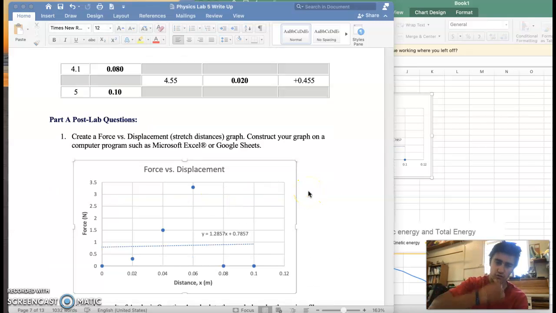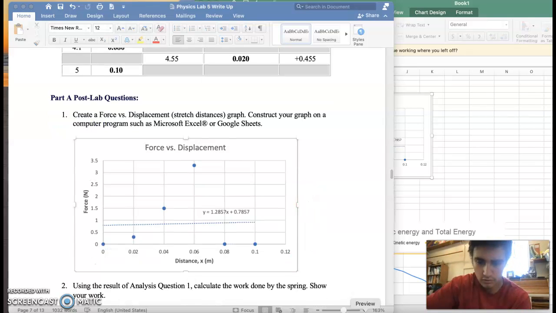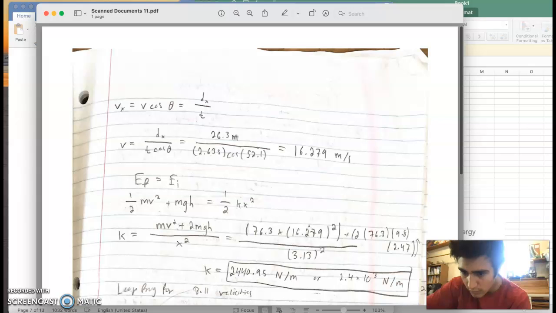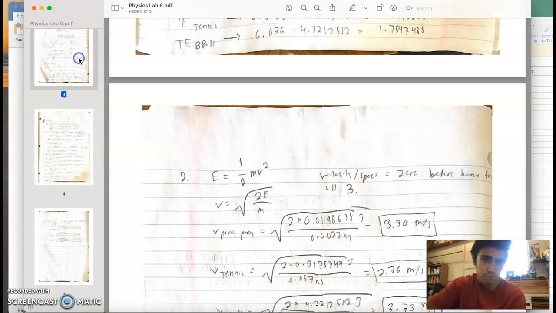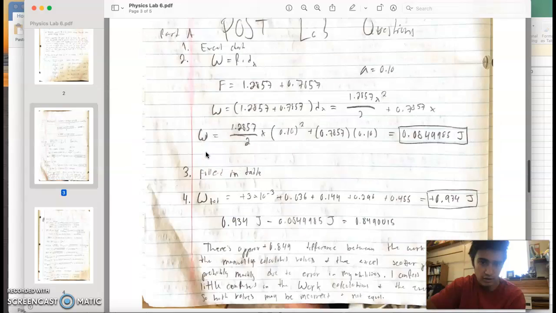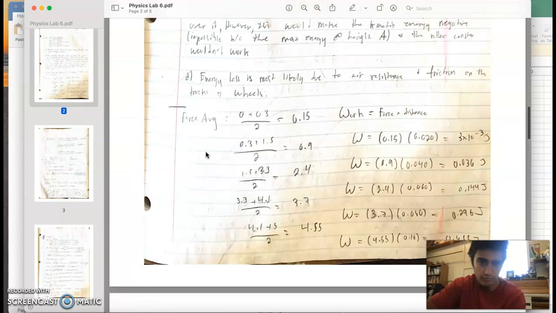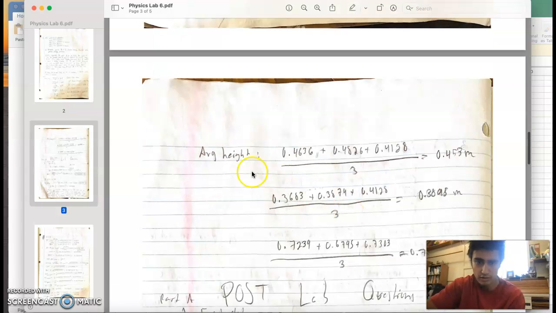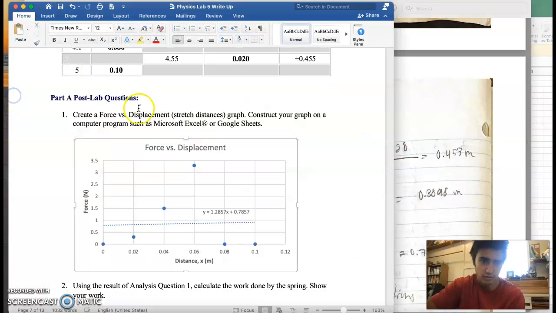Again, I'm not sure if that was right. I had some confusion, so there might be error in that. But that was the work that I got. Some pictures of the work that I did. Force average, here we go. Find the force work. There's that. Then later on I did the average height.